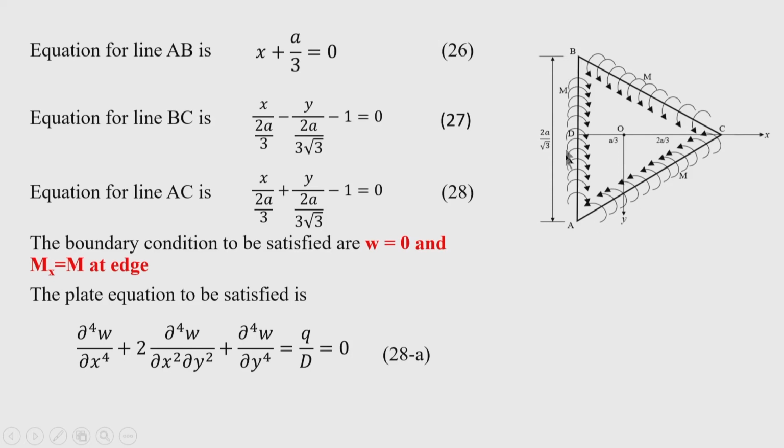this side, say AB, what will be the equation of line AB? The equation of line AB is nothing but x plus a by 3. It is very easily written, the equation of the line x plus a by 3. The equation of the line BC is written in the intercept form, and we can write that x by 2a by 3 minus y by 2a by 3 by root 3. This factor 1 by root 3 is coming because this angle is 30, this angle is 30 degrees, and this is tan 30.